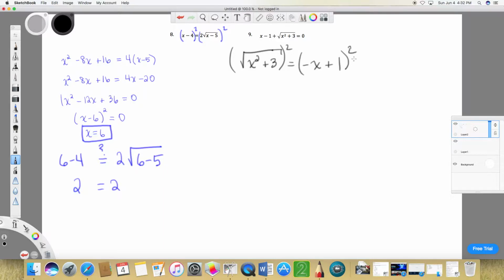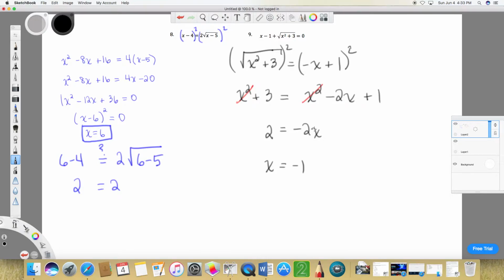So on the left-hand side, we just have x squared plus 3. And on the right-hand side, we have x squared minus 2x plus 1. So if we subtract x squared from each side, we see that these terms cancel. If we subtract 1 from each side, 3 minus 1 is 2. And so x has to be negative 1 because negative 2 times negative 1 is positive 2.